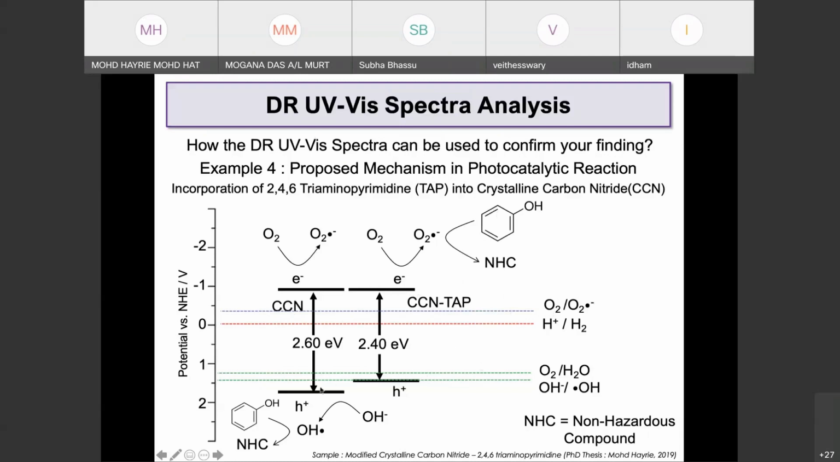So for example, the valence band must have a positive position compared to the standard reduction potential of the oxygen to water, for example. If the position is higher than the standard reduction potential of the oxygen, the oxidation will not happen.